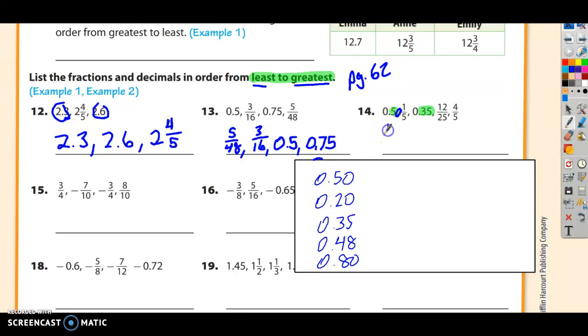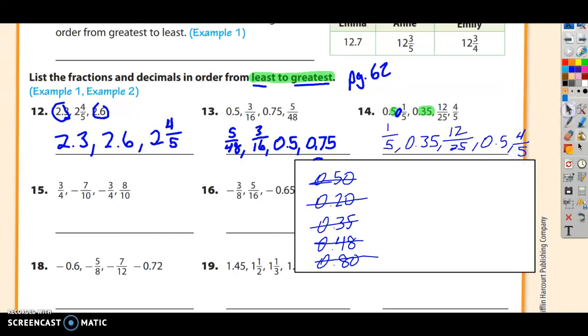0.20 was 1/5, so that goes first. And then 0.35. And then 0.48, which was 12/25ths. And then 0.50, which was actually written as just 0.5. Again, you can annex a 0 to the end of it, and then you can delete it just as quickly. And then you've got 0.80 last, which was 4/5.